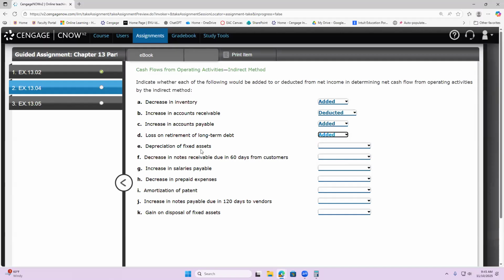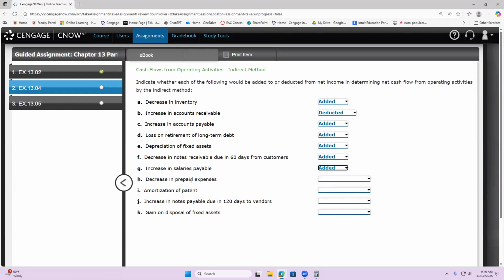All right, E, depreciation of fixed assets. We always add depreciation back in. Remember that was step 1. F, decrease in notes receivable due in 60 days. So notes receivable is an asset. So we do the opposite. If the notes receivable is decreasing, we'll be adding. Salaries payable, that's a liability. So we do the same. If it's an increase in a liability, we'll be adding.